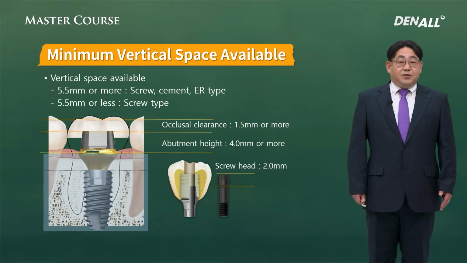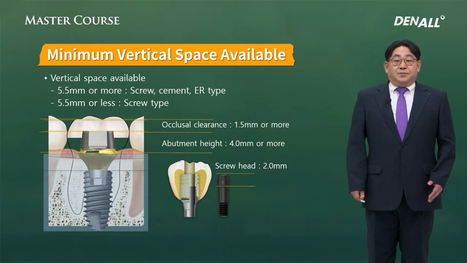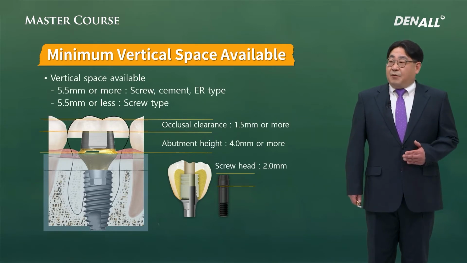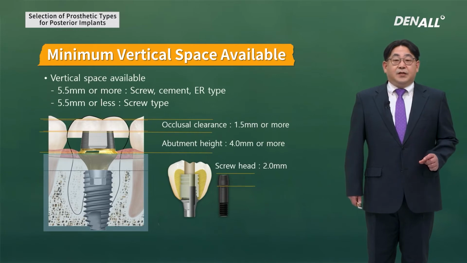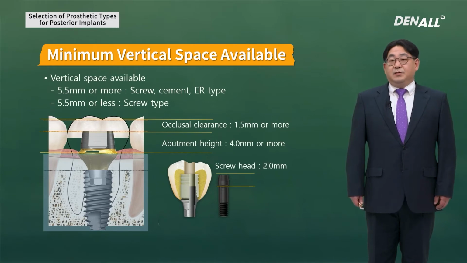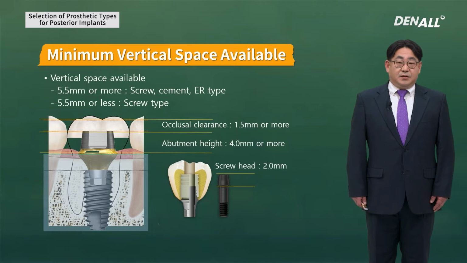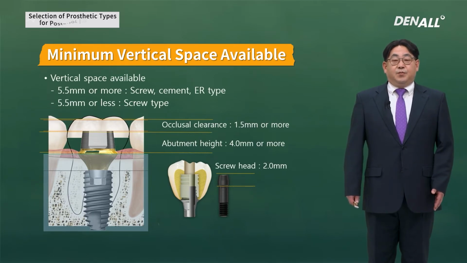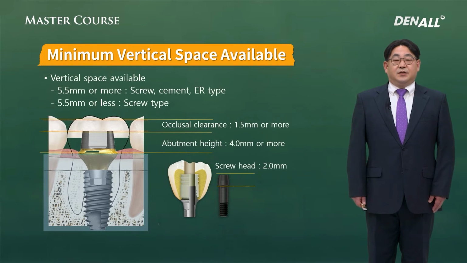However, in the case of screw-retained prosthesis, for retention, as shown in the image, if the space is beyond that of the screw head height, theoretically it is possible. As a result, if there is at least 4.5 millimeters, prosthesis provision is possible. Please remember this.